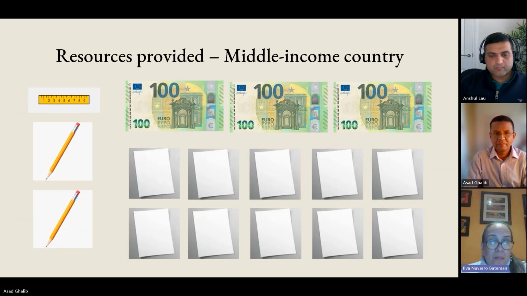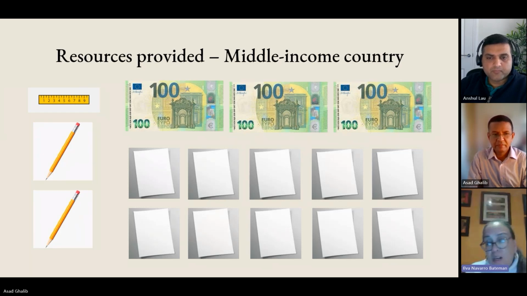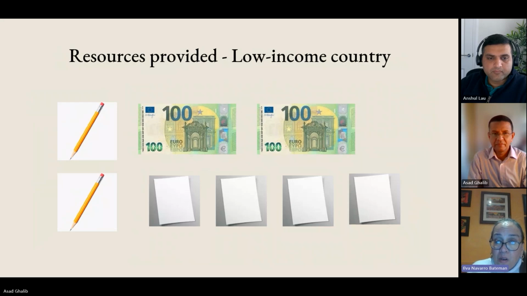If you're a middle income country, then you get loads of paper, two pencils, a ruler, and 300 euros. And if you are a low income country, your pack is very light. You only get two pencils, four pieces of paper, and 200 euros.